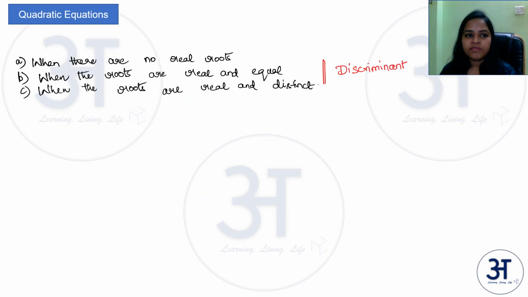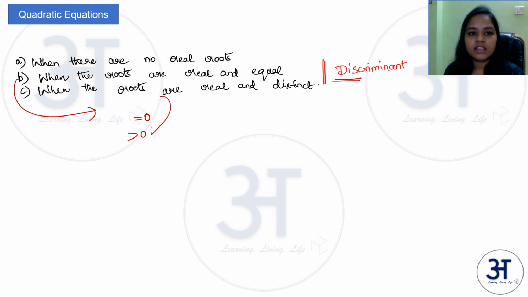Then, if you remember from the previous class, we have seen 3 different cases for different values of the discriminant. If the discriminant is equal to 0, then the roots are real and equal. When the discriminant is greater than 0, then the roots are real and distinct. And when the discriminant is less than 0, there are no real roots. The roots are complex.